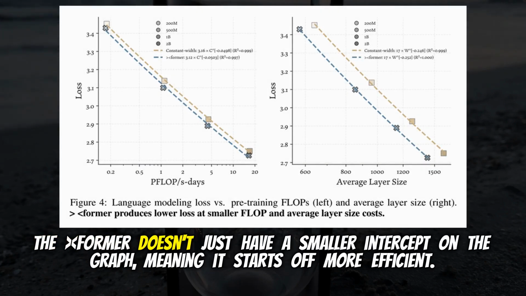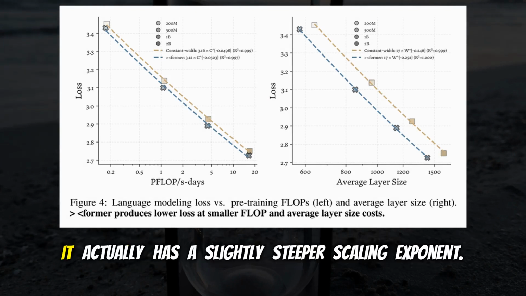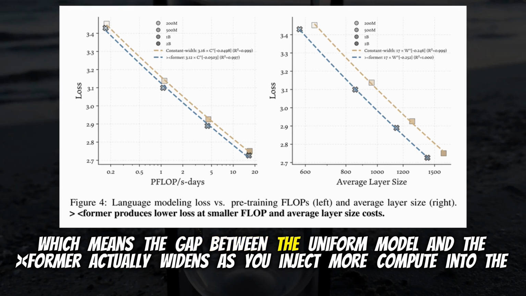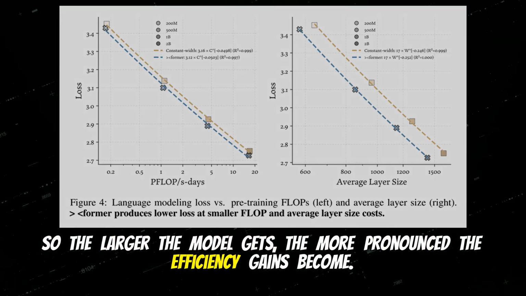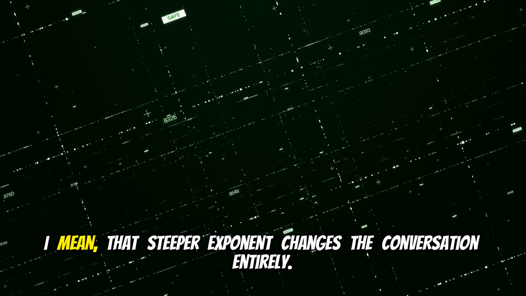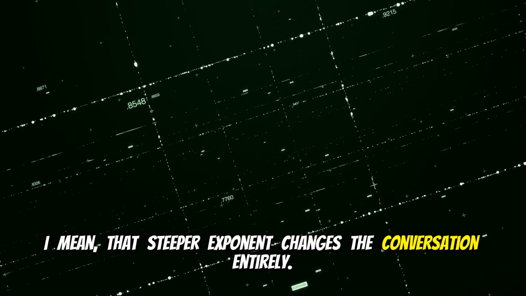The former doesn't just have a smaller intercept on the graph, meaning it starts off more efficient. It actually has a slightly steeper scaling exponent. Which means the gap between the uniform model and the former actually widens as you inject more compute into the system. So the larger the model gets, the more pronounced the efficiency gains become. Precisely. I mean, that steeper exponent changes the conversation entirely.